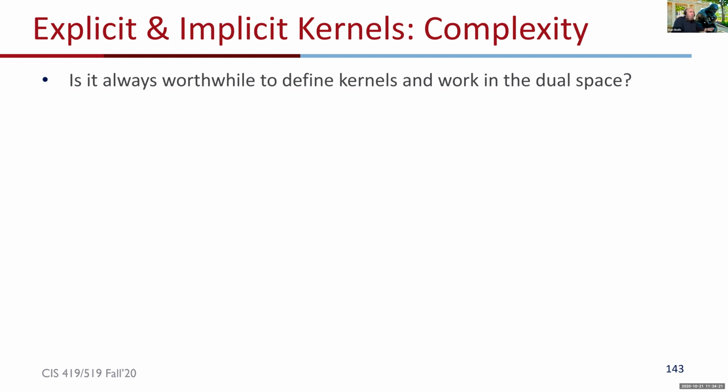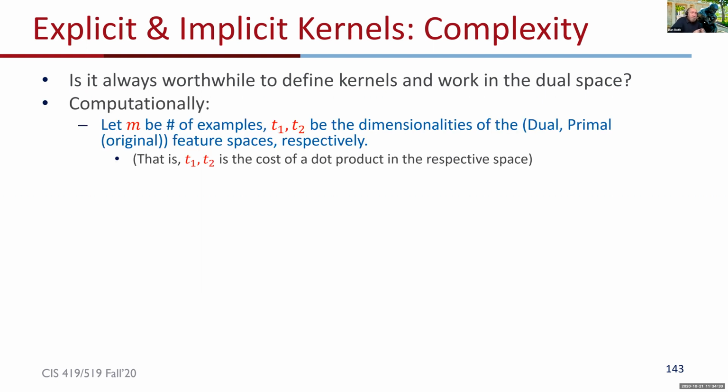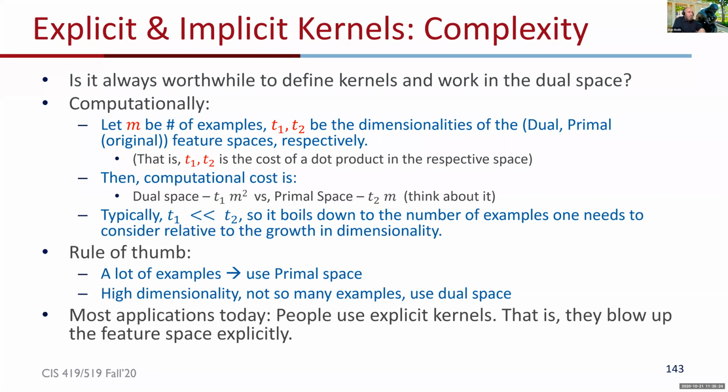So when do we know whether it's worthwhile to use kernels and work in the dual space and when it's not? So let's do some back of the envelope computation to get some intuition for this. Here's my notation. Let M be the number of examples that we have, and T1, T2 be the dimensionalities that we have. So T1 is the dimensionality in the dual space, and T2 is the dimensionality in primal space, which is the original space, just a fancy name for the original feature space. This is what you will sometimes see in the literature. Okay, so because these are the dimensions, you can think about them as the cost of the dot product, right? In the original space, you're going to pay T2 for each dot product. And in the dual space, you're going to pay T1 for each dot product, right? It's basically the cost of dot product is the cost of the dimensionality.